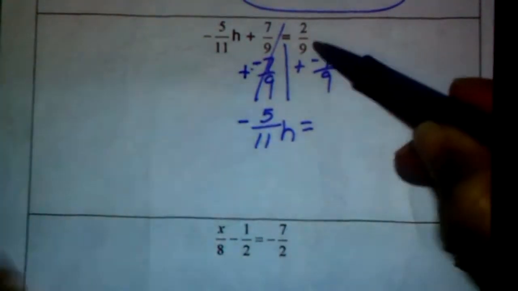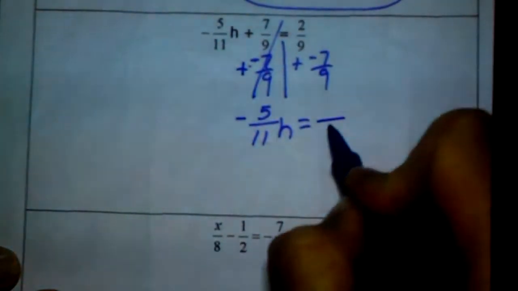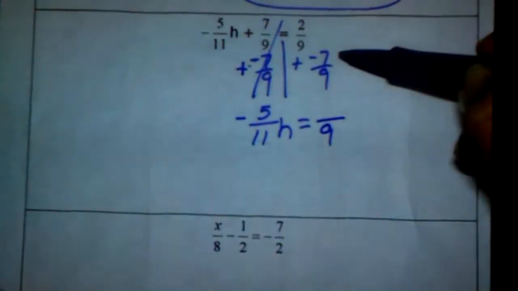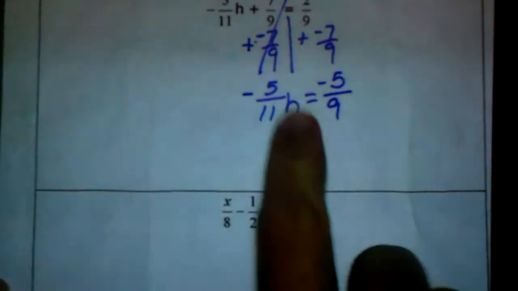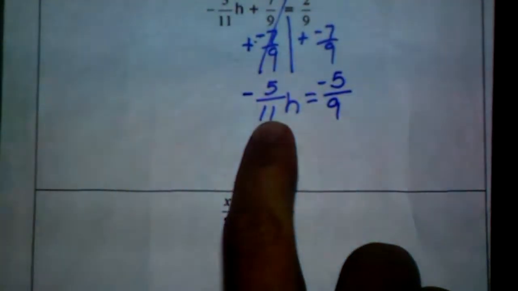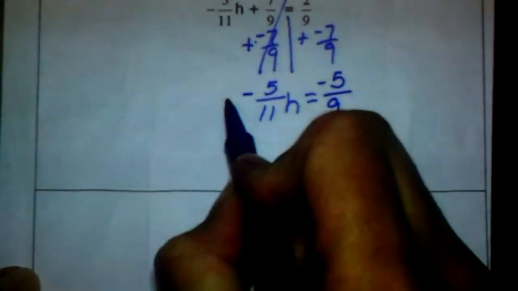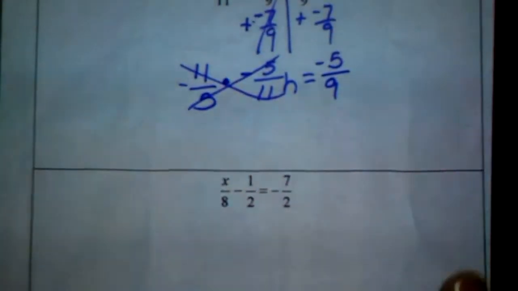This is pretty. We have the same denominator, so I'm going to end up with a 9th. I have 2 plus a negative 7. That equals negative 5. Alright, this should be starting to look like a familiar situation. I have a fraction as a coefficient. To get rid of a fraction, meaning to turn it into a coefficient of 1, I want to multiply by its reciprocal. So I'm going to multiply this by a negative 11/5. And then all that stuff will go away or turn into a 1.